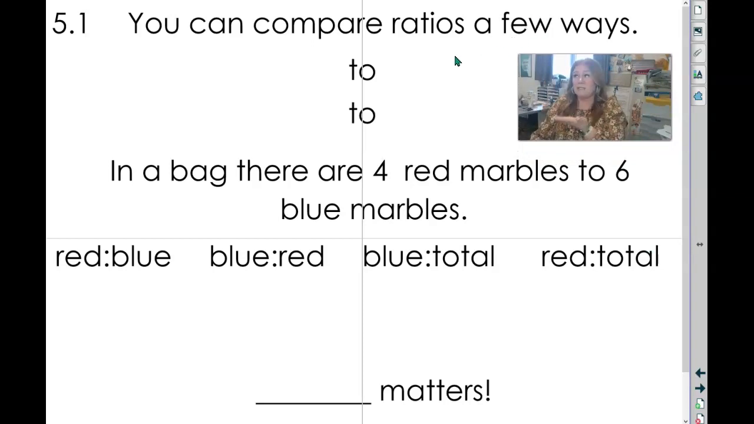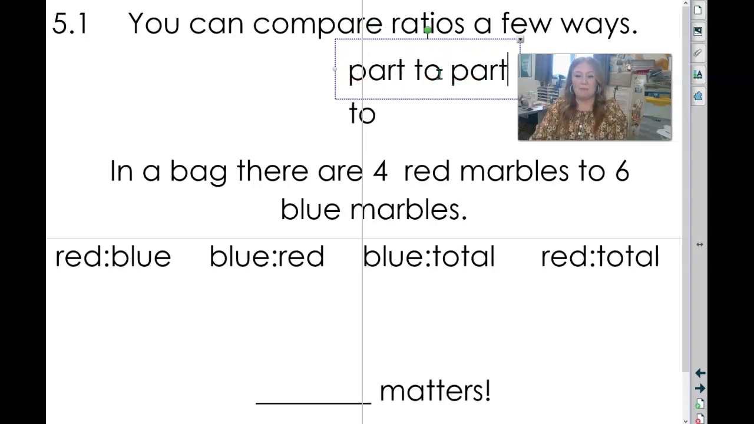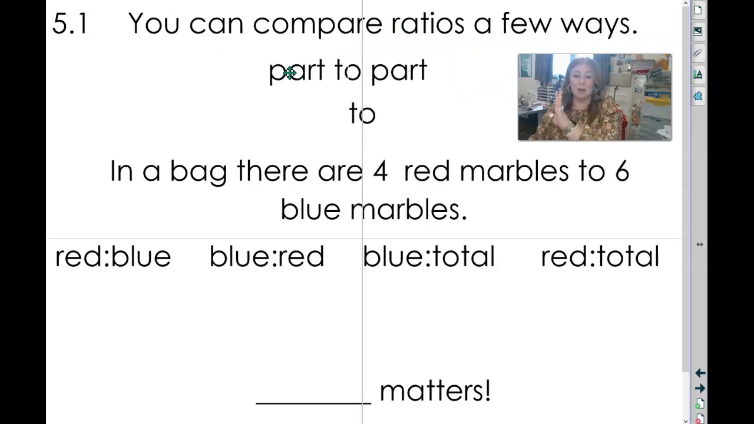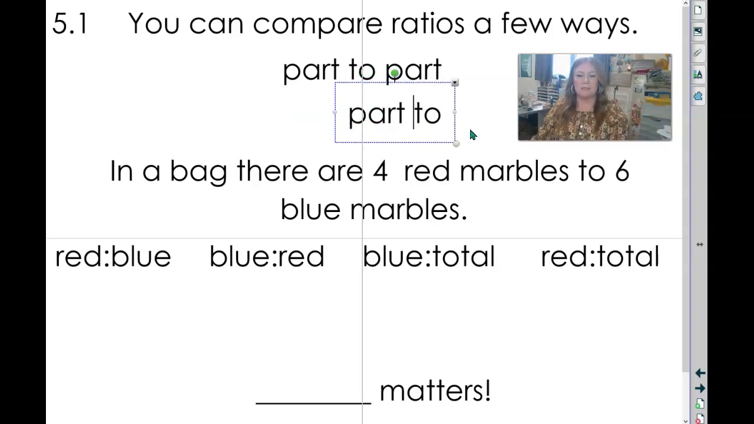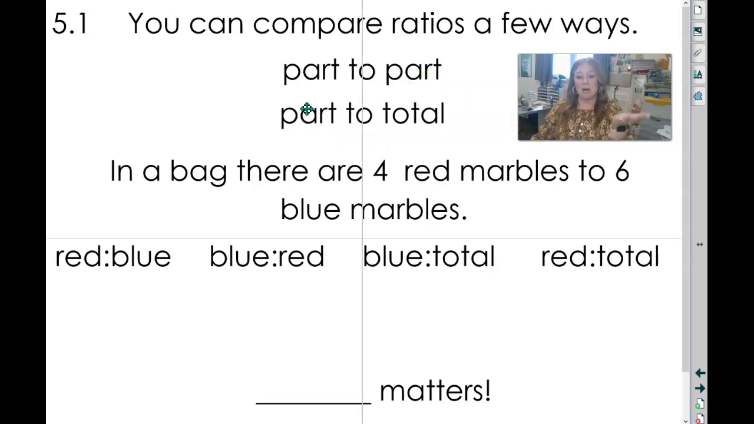We can also compare different parts of it. You can compare a part of the thing to another part. We had part of the recipe needed flour, part of the recipe needed sugar. Those were the 2 parts we were comparing. You can also compare a part to the total. We needed this part of it, but these were all of the ingredients that we needed. So you have to pay attention to what the problem is asking you.